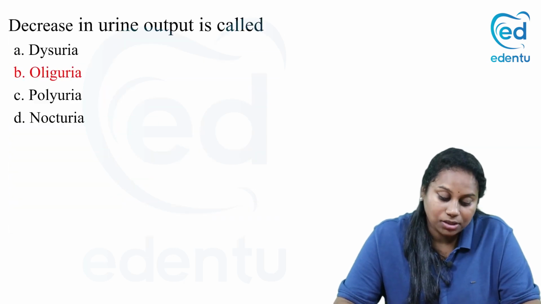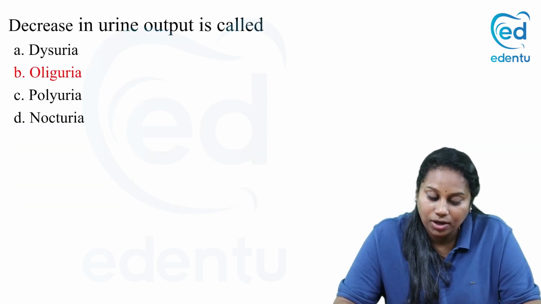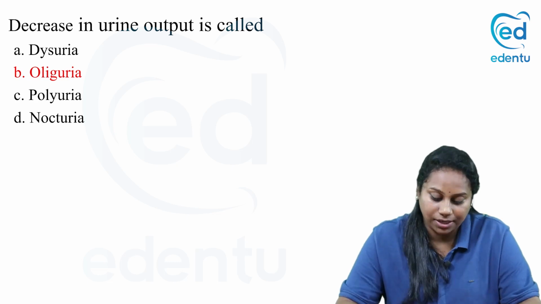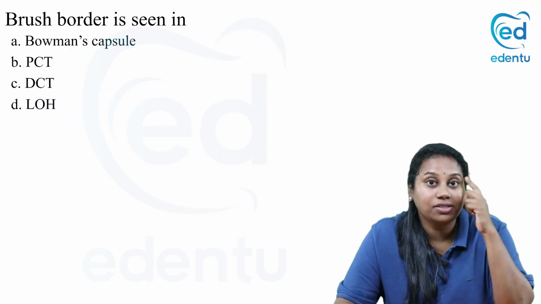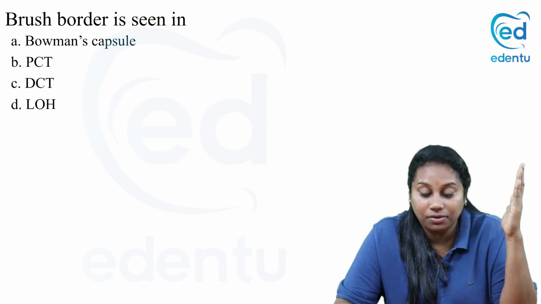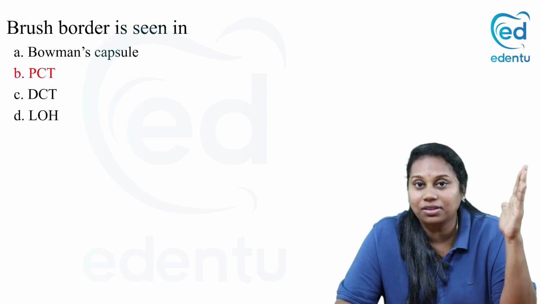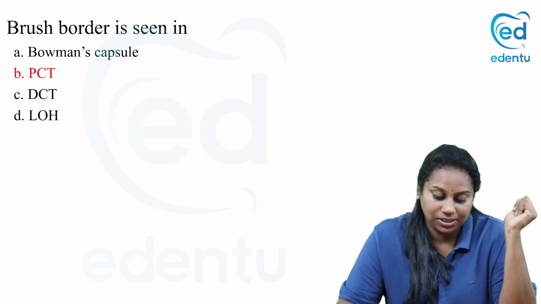So back to the question. Decrease in urine output is called as, yes, oliguria is the right answer. Brush border is seen in, just think, can you recall the proximal convoluted tubule and its structure? Yes, they had the brush border segments. The answer is PCT.